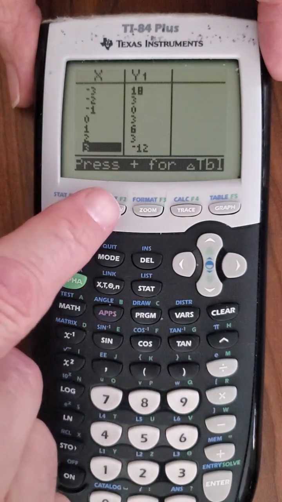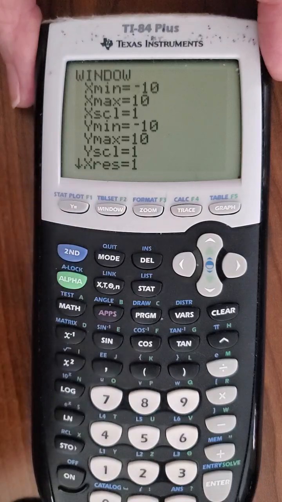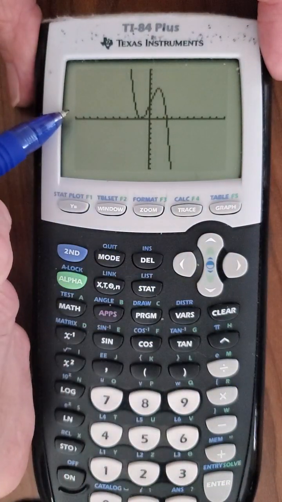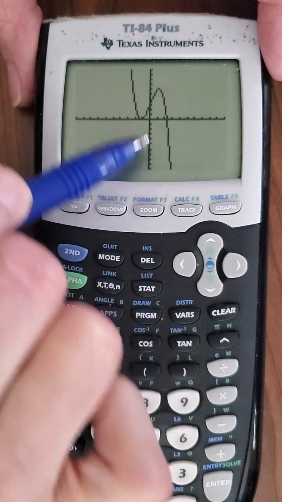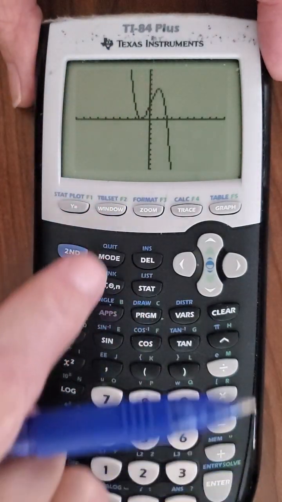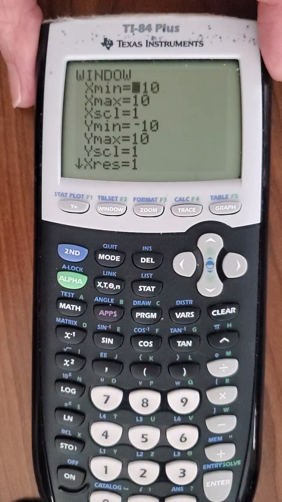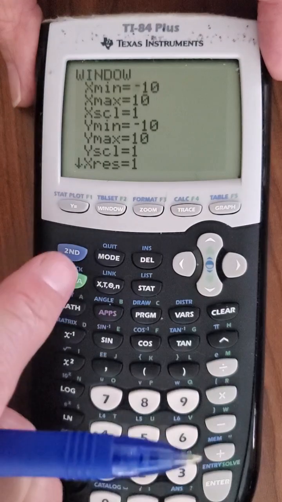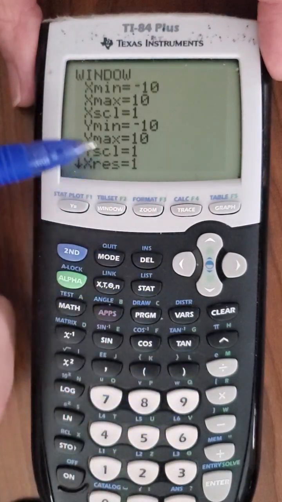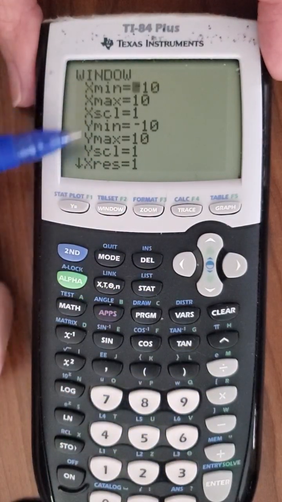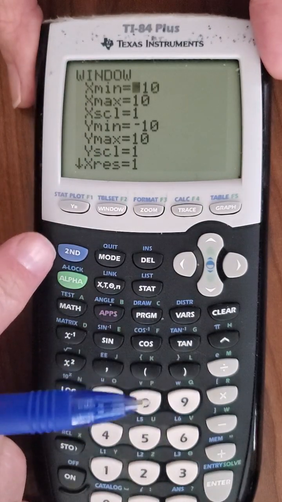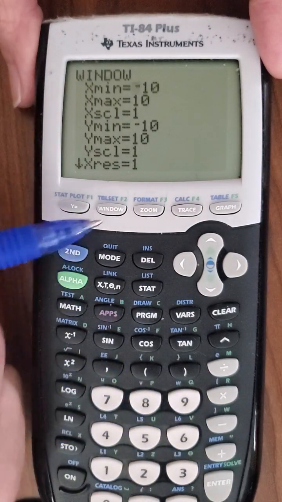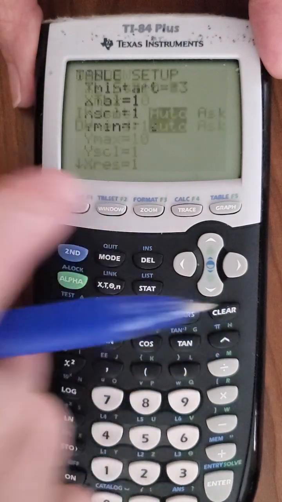Now I want to show you that you can change the window of how it looks. Right now I'm going from -10 here to +10 there, and -10 for the y's up to +10. If I wanted to change it, I would use this window key. I don't want to right now, so I'm going to leave that, but I could change the x's minimum, maximum, and the y's, and the scale we usually leave at 1 unless we have a real big reason not to. But look at the table function and table set.